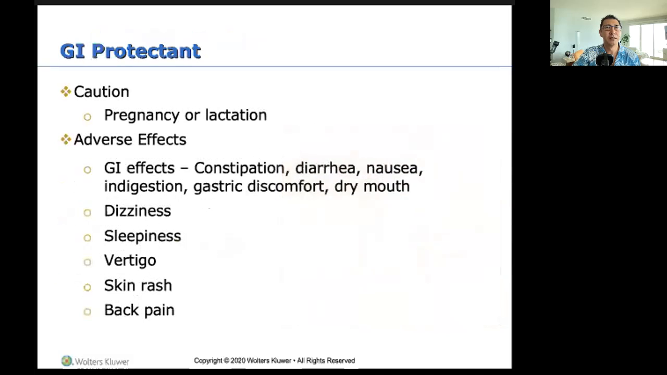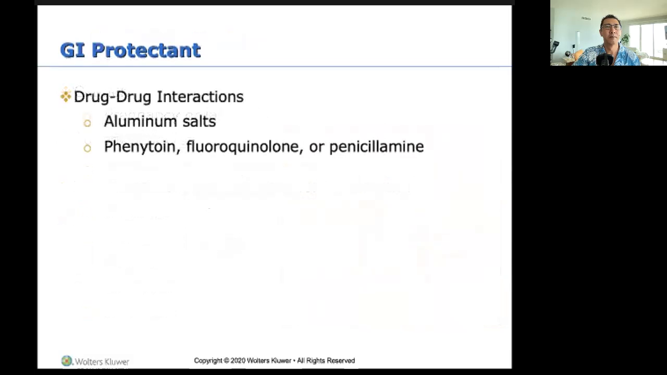GI effects of this: constipation, diarrhea, nausea, indigestion, gastric discomfort, dry mouth, dizziness, sleepiness. We don't see very many of these side effects with our patients, but they're there. It happens. It's like what Julie was saying. It rarely happens, but it does. Interactions with aluminum salts, phenytoin, and some antibiotics.